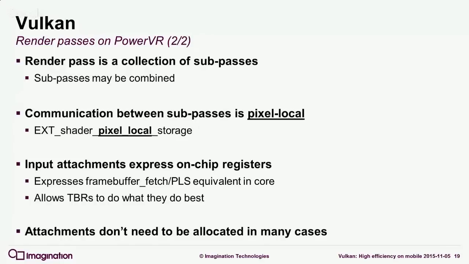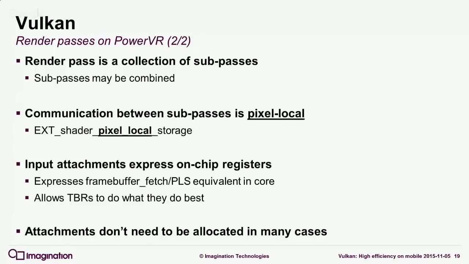And the input attachments are the way we express this sort of communication. They don't even need to be allocated. So for pixel local storage, that was completely on chip. There was no off-chip allocation done for it. Whereas for framebuffer fetch, it was just an image.